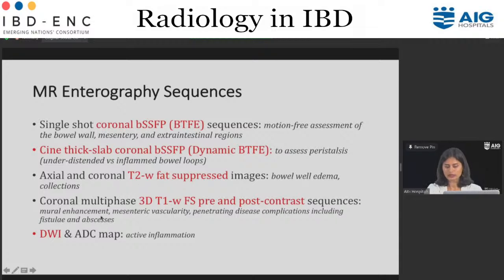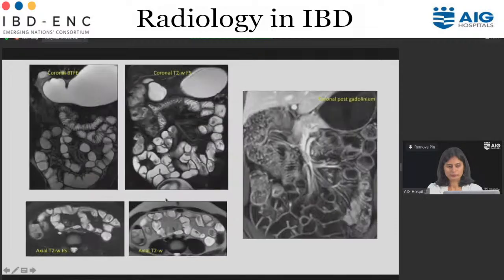After this, we do diffusion weighted imaging, which is not mandatory, can be done depending on your institutional protocol, and then followed by 3D T1 weighted pre and post contrast sequences and reconstruct them in coronal plane. So this is how the images look. First is an example of a coronal BTFE image.